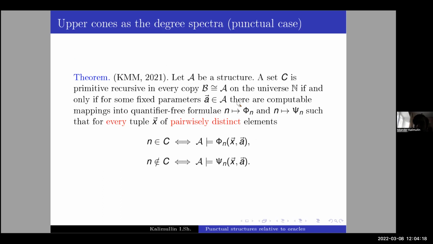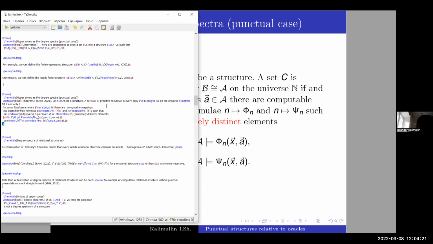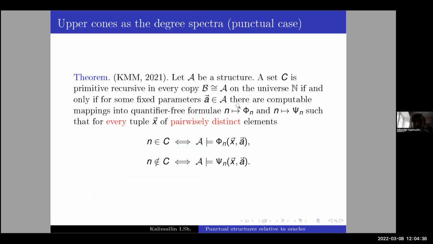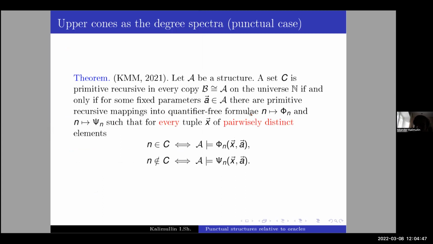Again, sorry, I need to fix here because it's primitive recursive, of course, not computable. Otherwise, again, it is almost the same. There are primitive recursive mappings into the quantifier free formulas, such that if n belongs to C, then the formula phi n is satisfied in A for every possible tuple X in A of pairwise distinct elements.